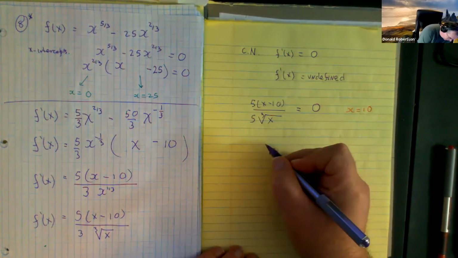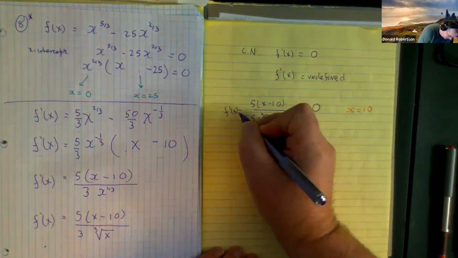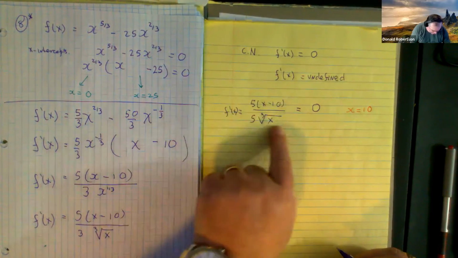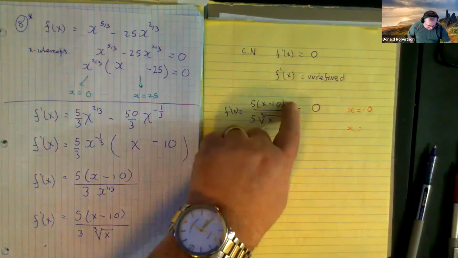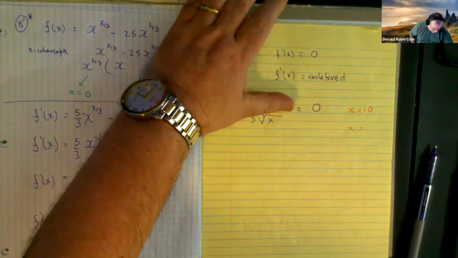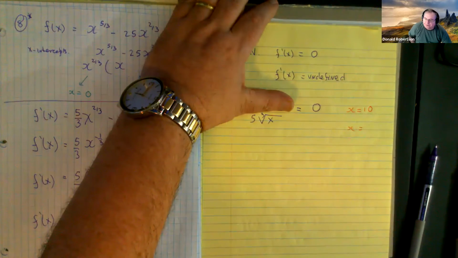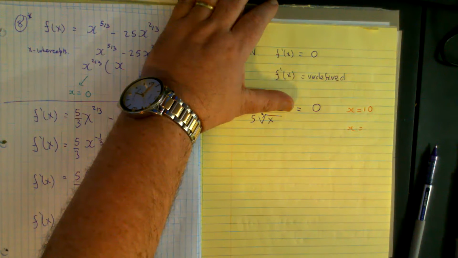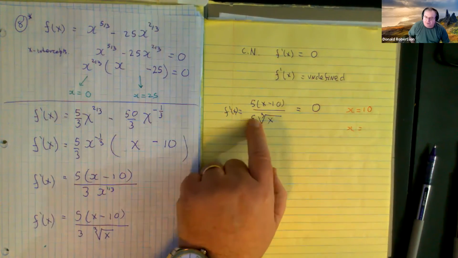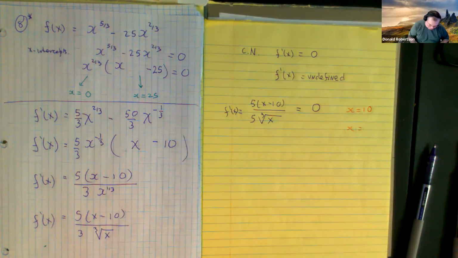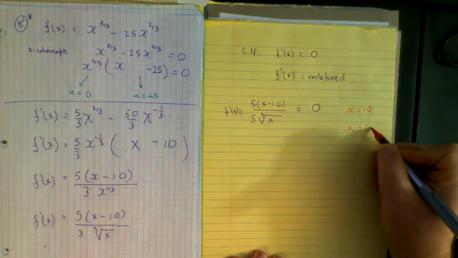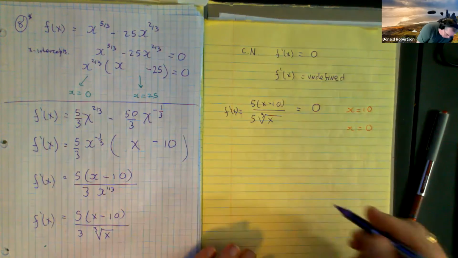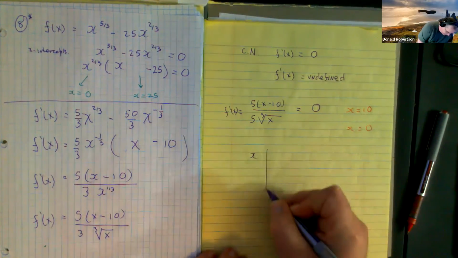Now, there is another situation, and that is, when is this derivative undefined? Again, don't make your life difficult. If you have a fraction and it's undefined, isn't it only the bottom that matters? And when the bottom is 0, you'll get undefined. So what value of x makes the bottom 0? Because that's undefined. 0. 0 it is. And we are ready to do our table of signs.